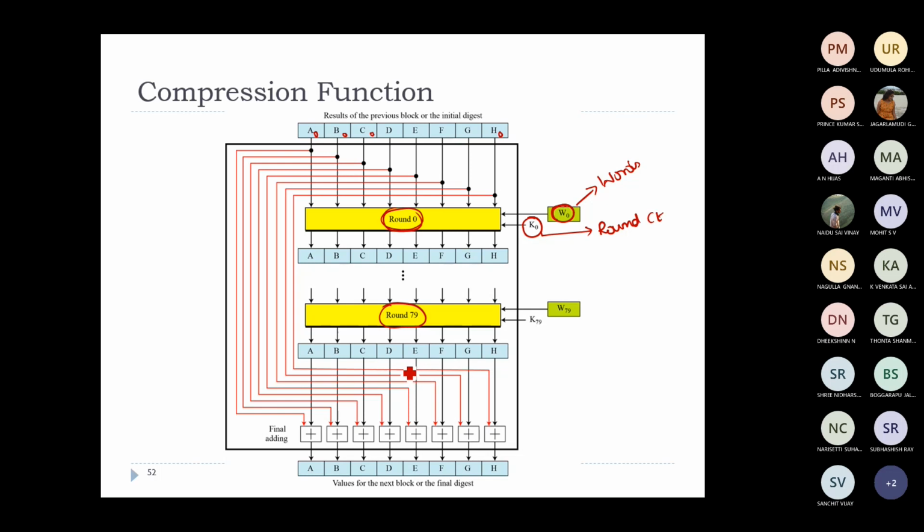And the final output, that is A79, B79 up to H79, is going to be XORed with the initial value here to give me the final digest value. Right. So this is how the process happens inside the compression function. I hope you are clear with the structure of the compression function. If it is clear, raise a hand, because only then can you understand what is going to happen in each and every round.